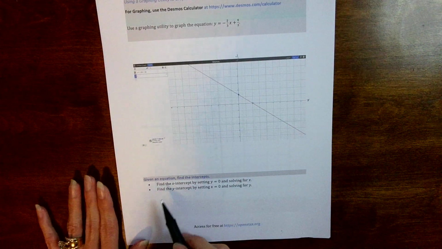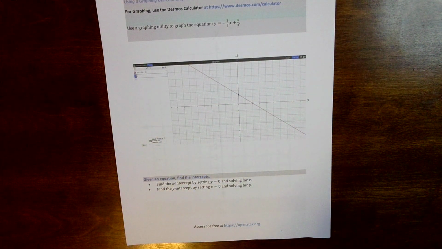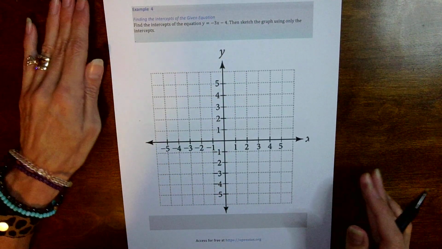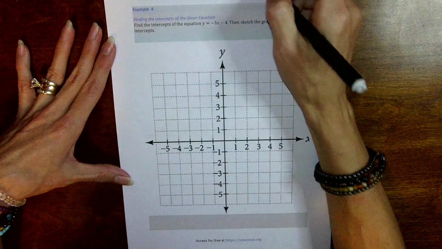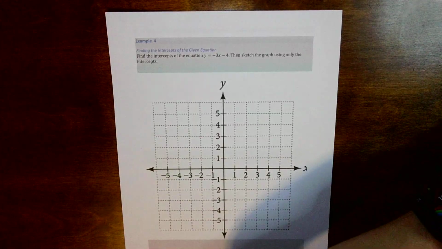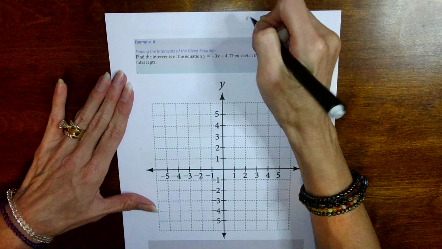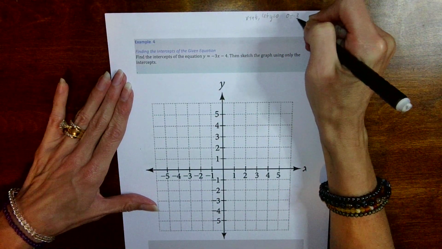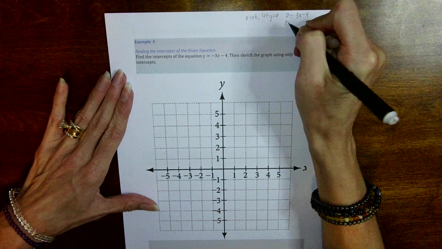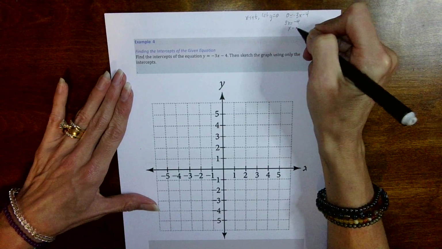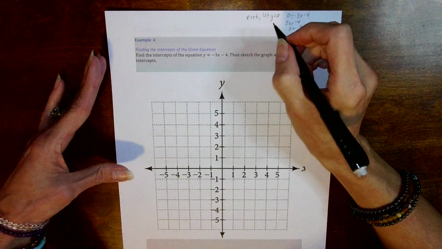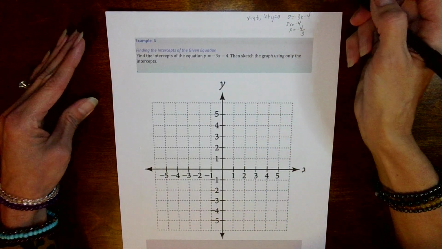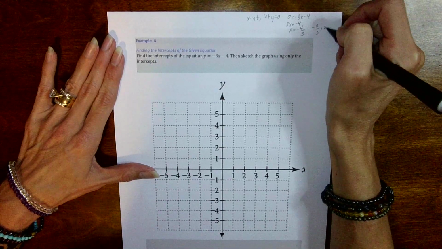So to find them numerically, you just let the opposite variable equal to 0 and solve. So if I want the x-intercept, I let y equal 0 and solve. If I want the y-intercept, I let x equal to 0 and solve. So it says find the intercepts of the equation, then sketch the graph using only the intercepts. So for the x-intercept, I always write this so I don't forget, let y equal to 0. And so it's 0 equals -3x minus 4. That's 3x equals -4, or x equals -4/3. And so that is the point -4/3, 0.